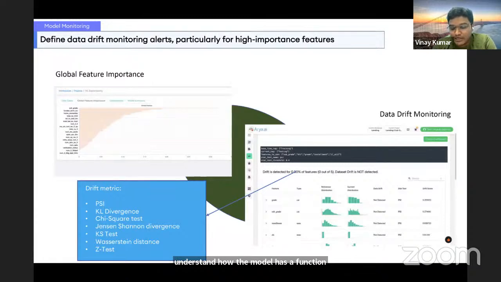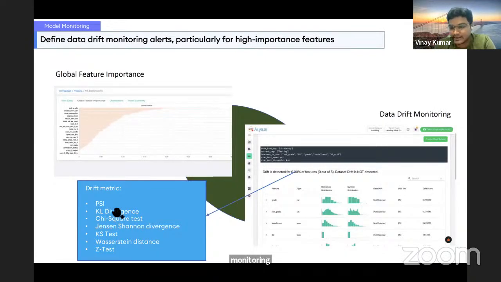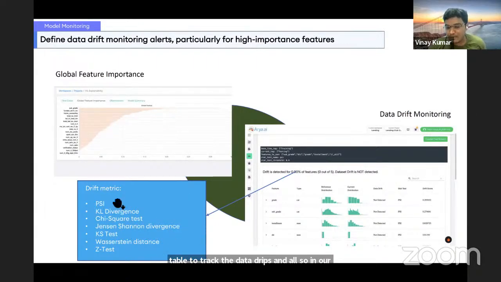Likewise, from an ML monitoring standpoint, using one statistical method may not be enough because your data and your drift features could be a little different, wherein you may have to use more than one set of metrics to be able to track the data drifts. So in our case, Arya.ai provides multiple data drift metrics. We use multiple metrics, from PSI, KL divergence and all, and we do a test over a time period. For example, we use different metrics for 6 months. We try to find the closest correlation to model degradation, and then we use that metric as our forward-looking metric.